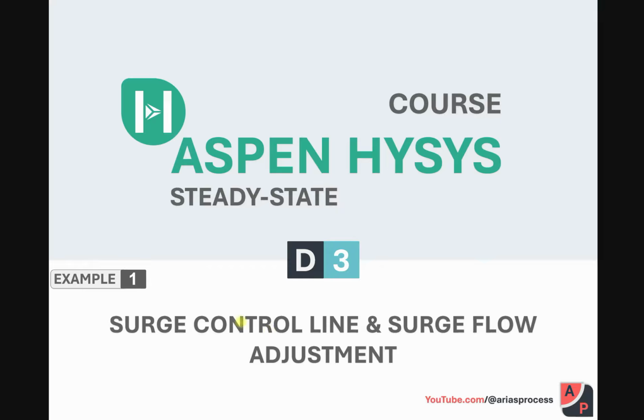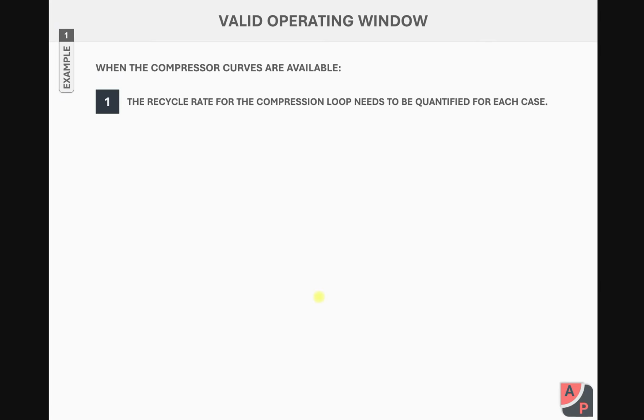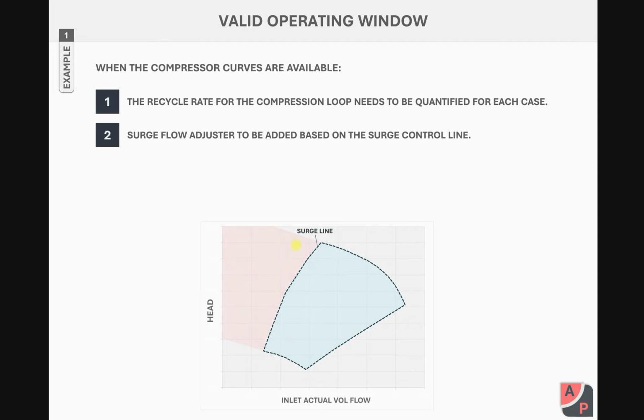Welcome to this session, which is about surge control line and surge flow adjustment in AspenHYSYS steady state. When we have the compressor curves, the recycle rate for the compression loop needs to be quantified for each case. Surge flow adjuster to be added based on the surge control line. This operating window is for a centrifugal compressor and variable speed type.